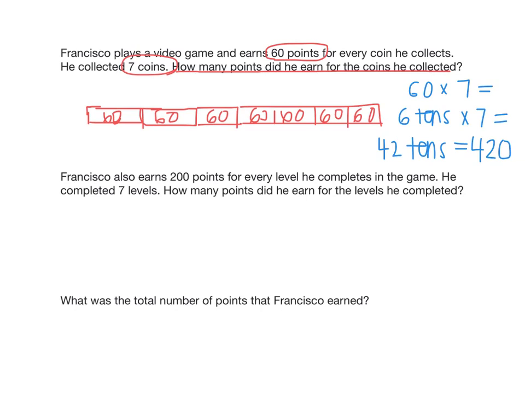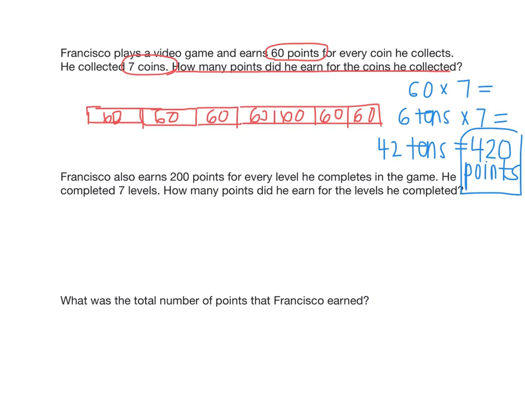Well, good practice. Good thing you wrote down what the question's asking. The question asks, how many points did he earn? So my answer should be 420 points. Good. Identifying the question first and underlining it or writing it down is super important because it helps you make sure that you actually answered the question using the units.